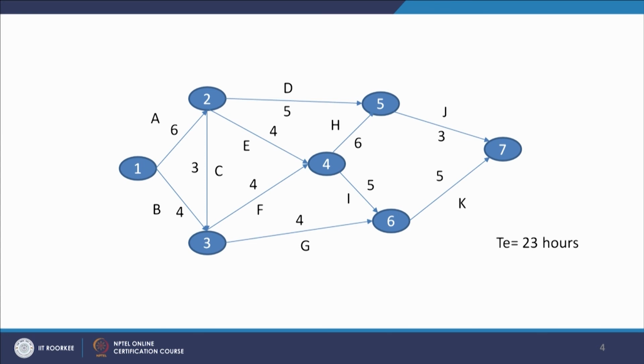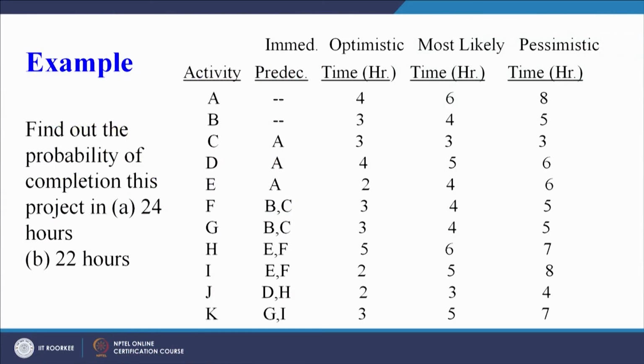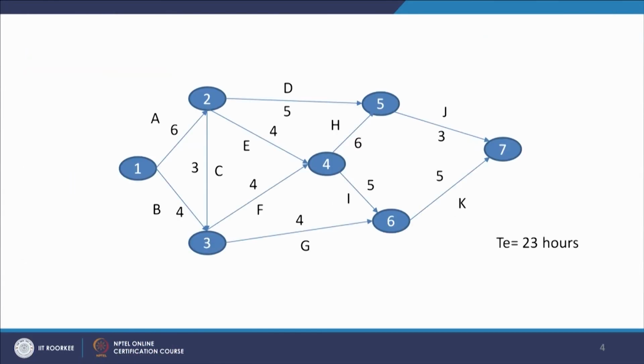A and B have no predecessors. You can see there is no predecessor for activity A and B, and B and C are predecessors for activity F and G, which is known to you, and for H and I, your E and F are the predecessors. So I think we have been able to construct the network successfully, and now we can calculate the critical path.